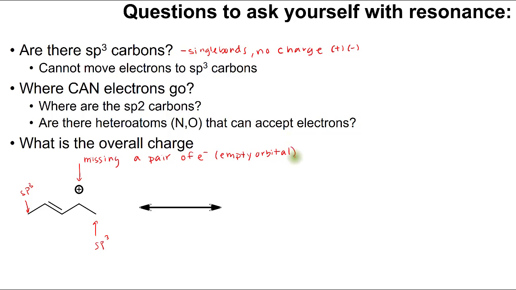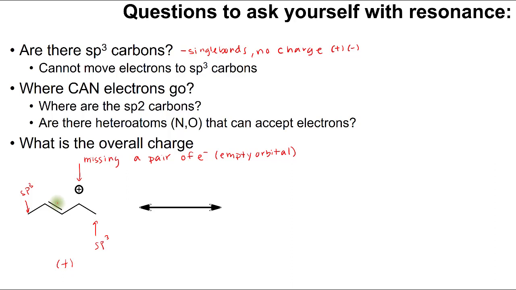We have no heteroatoms in this molecule, so we're only dealing with carbons and sp2 carbons here. What is the overall charge of this molecule? Our charge here is positive. Now when I go to draw my arrows, I can only move electrons where there are sp2 carbons and where there is a positive or negative charge. And here I'm only dealing with a positive charge.